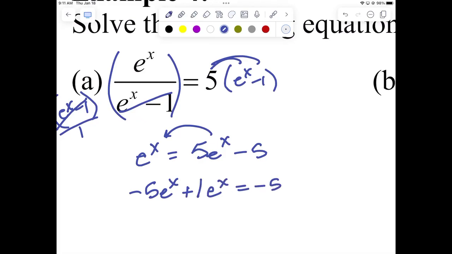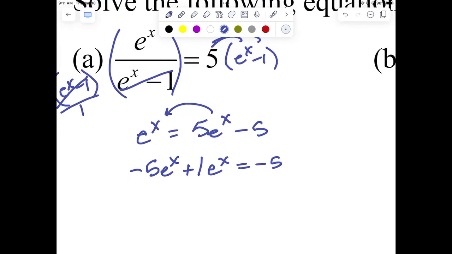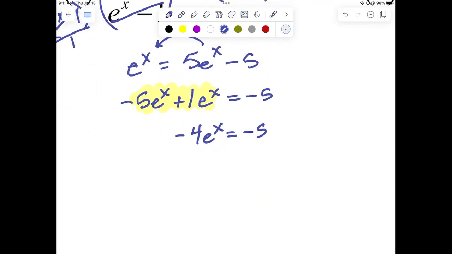Are those like terms? Yeah, but I haven't combined them yet because I messed up last time. I'm doing it in two steps. Those are like terms, right? They're both e to the x terms. So what's minus 5 plus 1? You said it, Brady. It's negative 4e to the x equals negative 5. Now I want to solve for e to the x, so I divide through by negative 4.